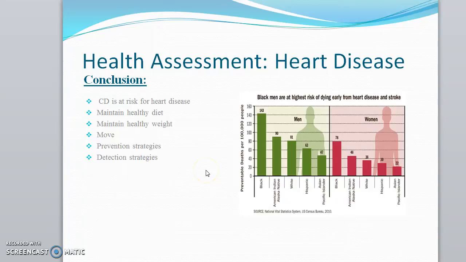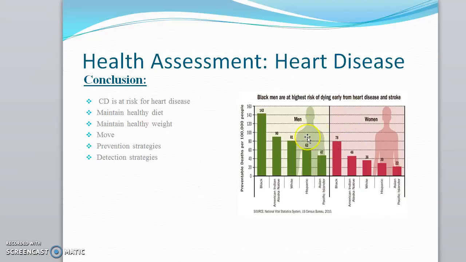And conclusion: the patient, as you saw earlier, with the initials CD, and with his medical history, it is clear that he's at risk for heart disease. Maintaining a healthy diet will be one of the teachings that I would provide for a patient like that. Maintaining a healthy weight, more activity and things like that. Other prevention strategies, and also detection strategies as we discussed earlier.